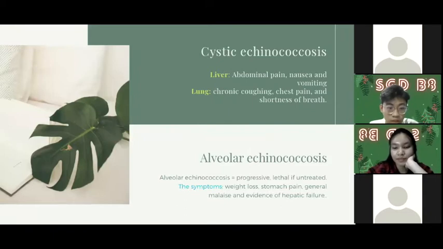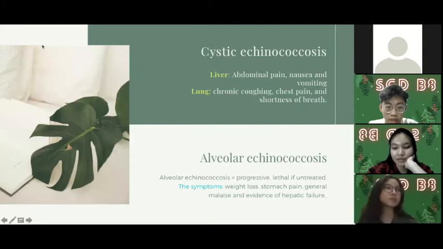The first one is cystic echinococcus. This is commonly found in the liver and lungs. Abdominal pain, nausea, and vomiting are usually seen when hydatids are found in the liver. If the lung is impacted, the symptoms include chronic coughing, chest pain, and shortness of breath. Other symptoms depend on the location of hydatid cysts and the pressure on the surrounding tissues. Meanwhile, the non-specific symptoms include anorexia, weight loss, and fatigue.